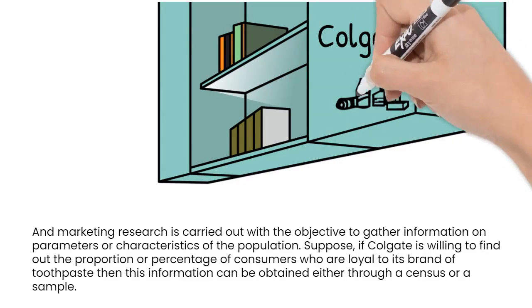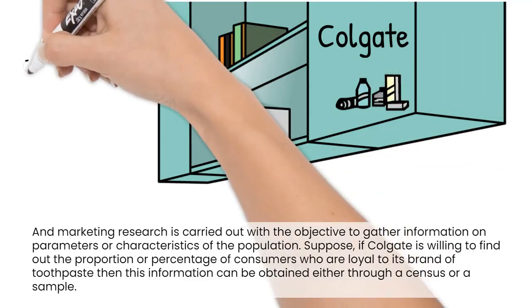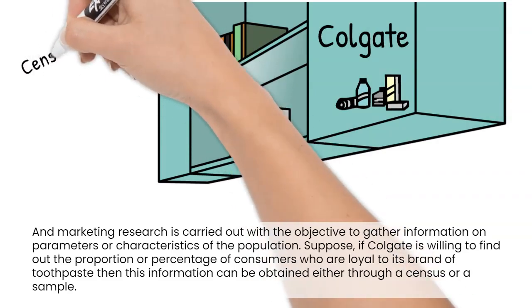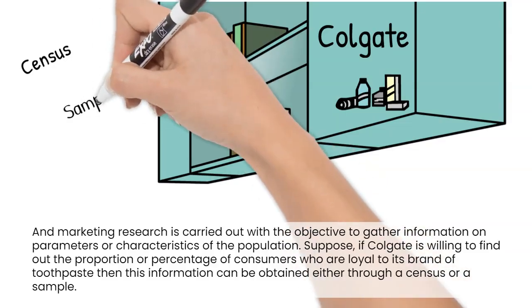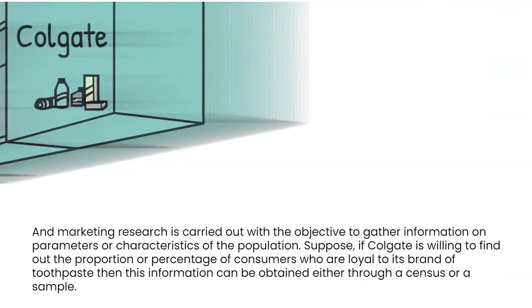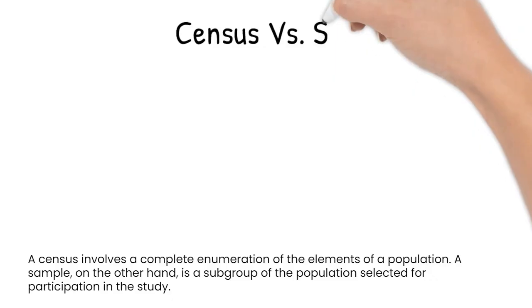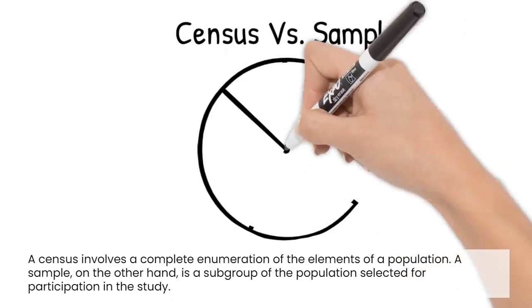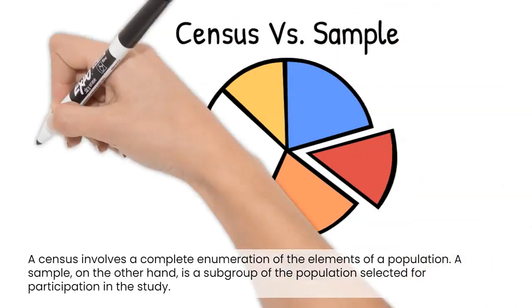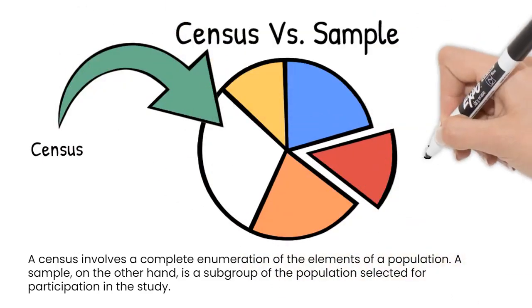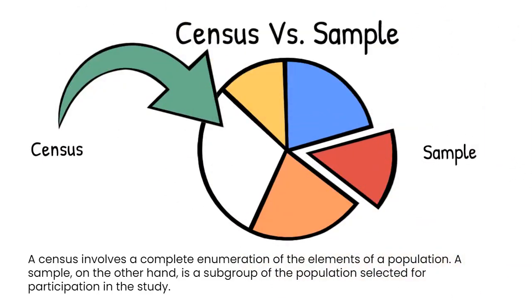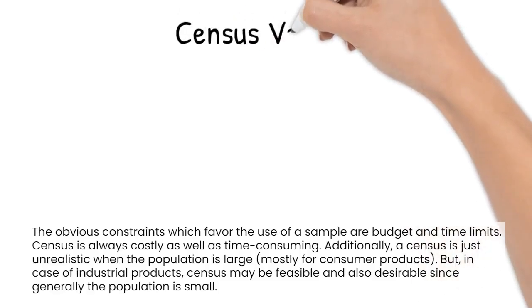And marketing research is carried out with the objective to gather information on parameters or characteristics of the population. Suppose Colgate is willing to find out the proportion or percentage of consumers who are loyal to its brand of toothpaste, then this information can be obtained either through a census or a sample. A census involves a complete enumeration of the elements of a population. A sample, on the other hand, is a subgroup of the population selected for participation in the study.